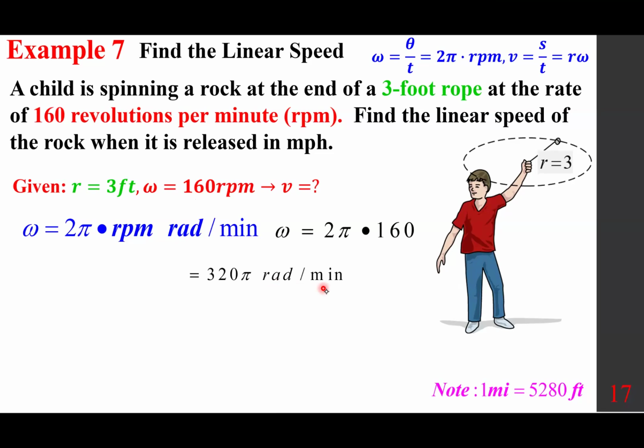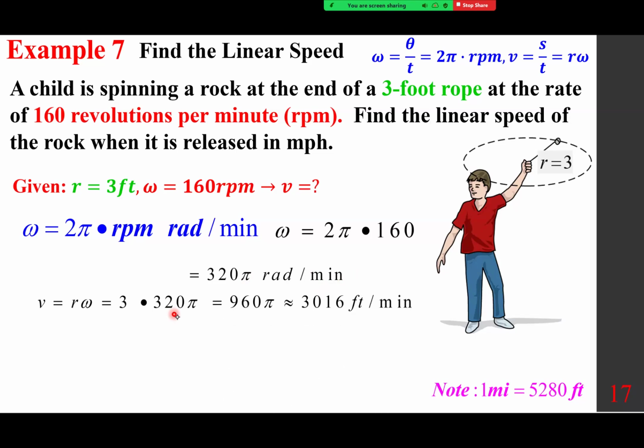The next one, V equals R omega. And we know R, we know omega. So 3 times 320 makes it 960 pi. 960 pi is about 3016, and the units are feet per minute. Why feet per minute? Because the radius is in feet, 3 feet. Okay, pay attention to the units.